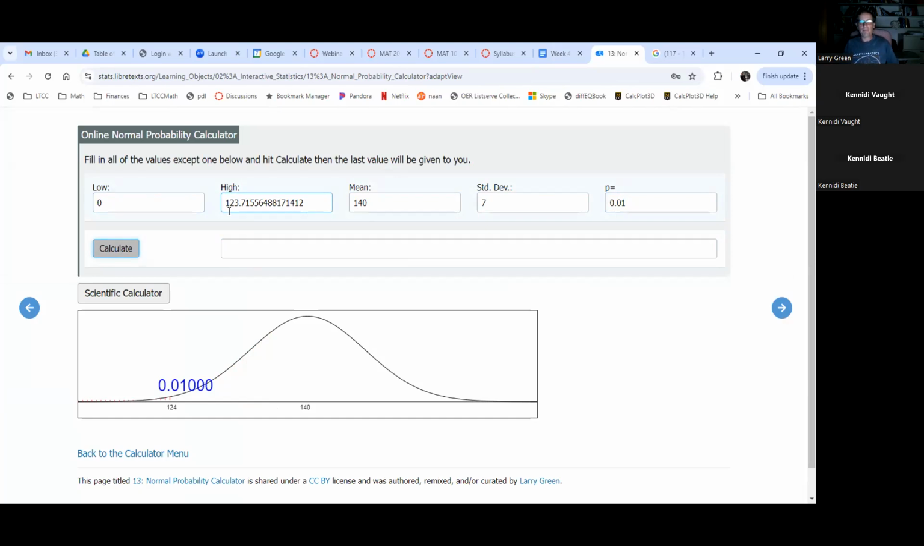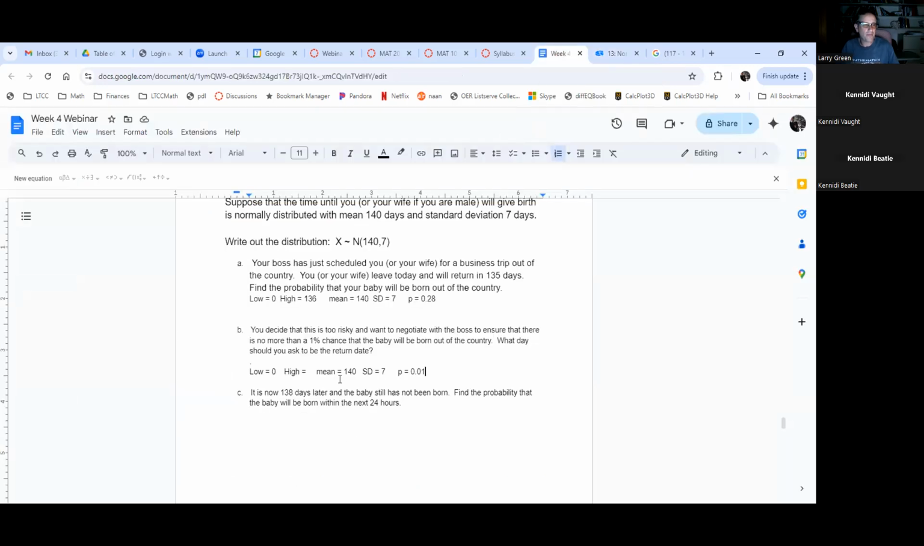Do you see that? Because anything higher than that is going to have a higher than 1% chance. 124 will have a higher than 1% chance. So 123 days. Asked to return in 123 days. Any questions on that? Okay, at least you can see the numbers.